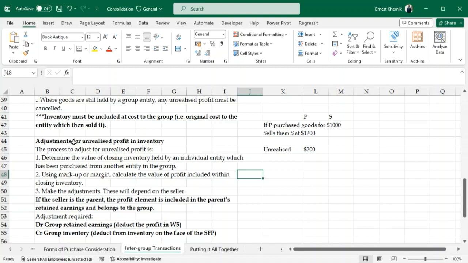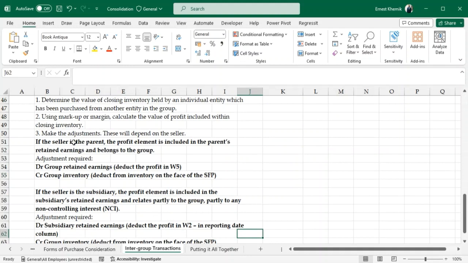You should revise your markup and your margin for you to do this very well. It's not difficult. It's never difficult. That's why I give you a summary of what markup and margin is. Margin is on sales, markup is on cost. So when markup is given on sales, you have to convert it into margin. All right. So that is it. And then you make the necessary adjustments.